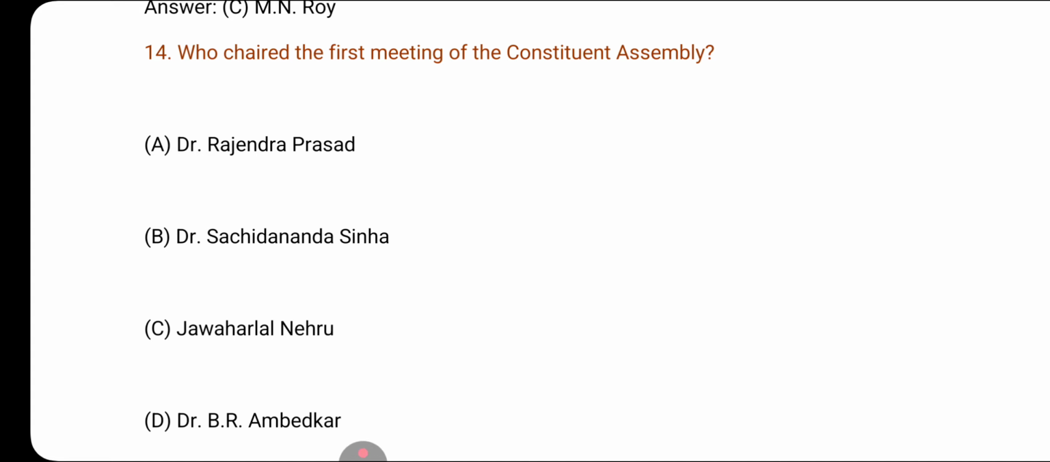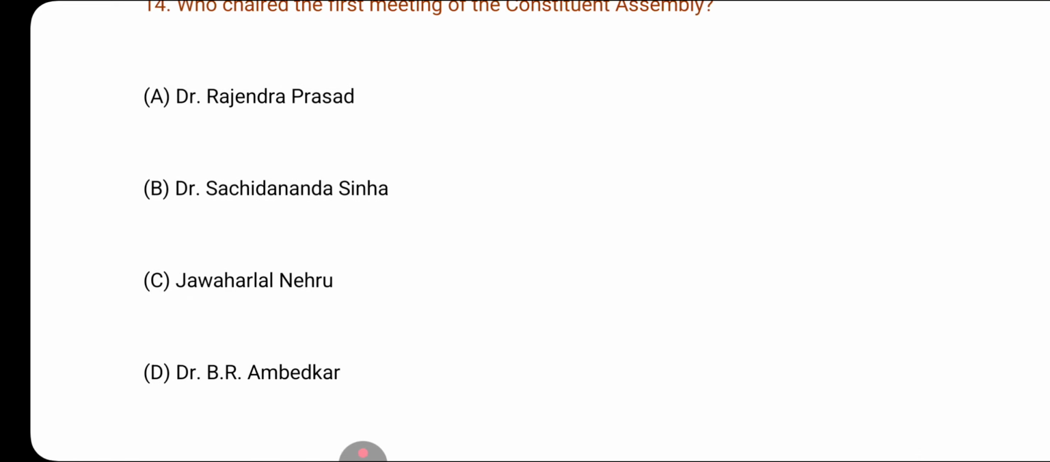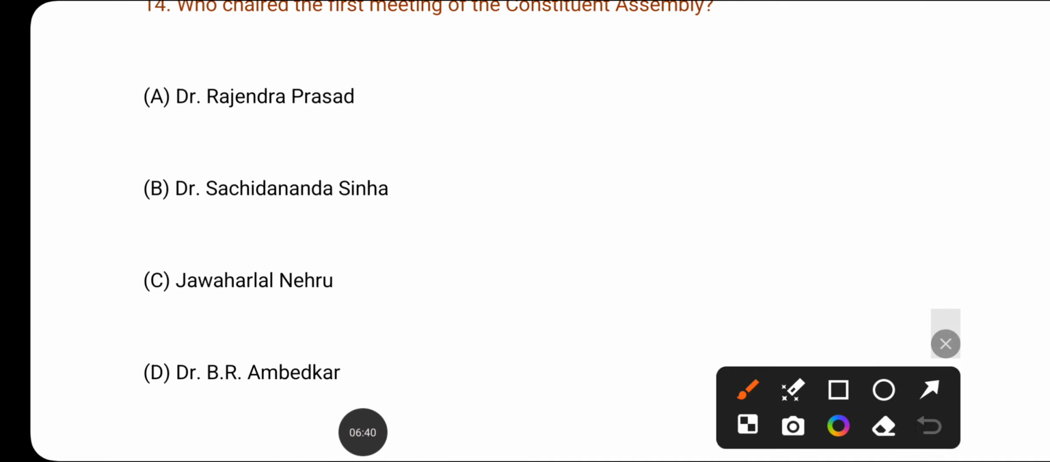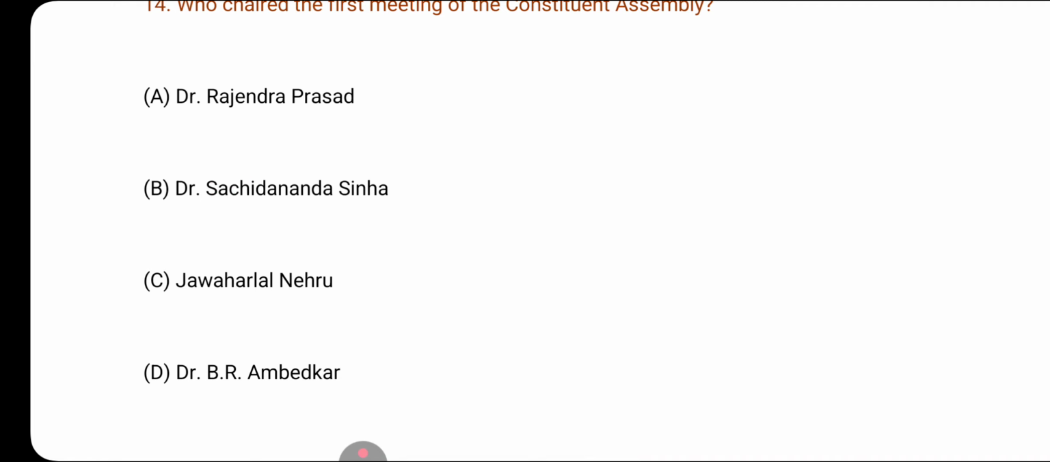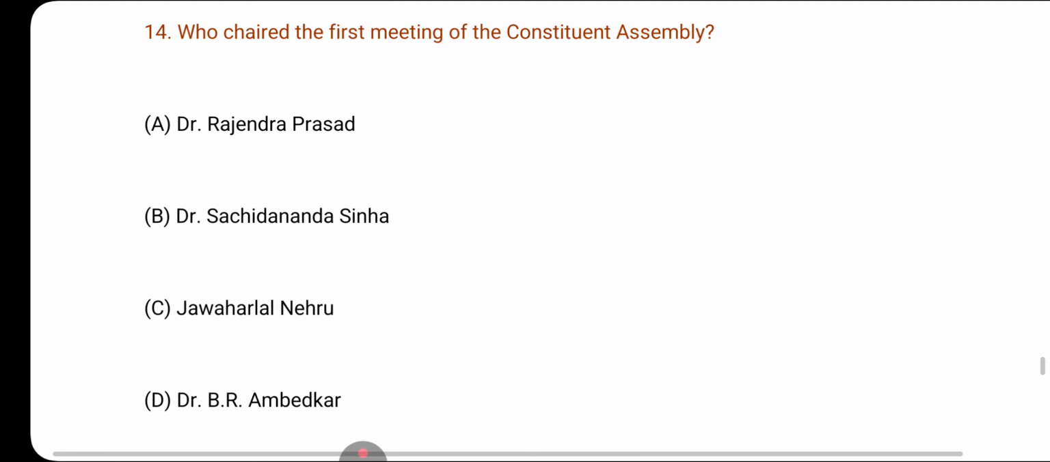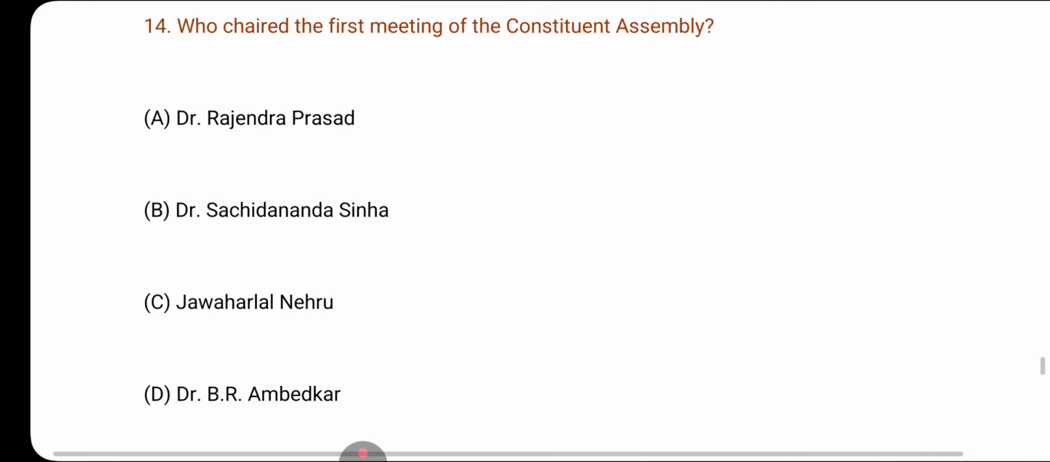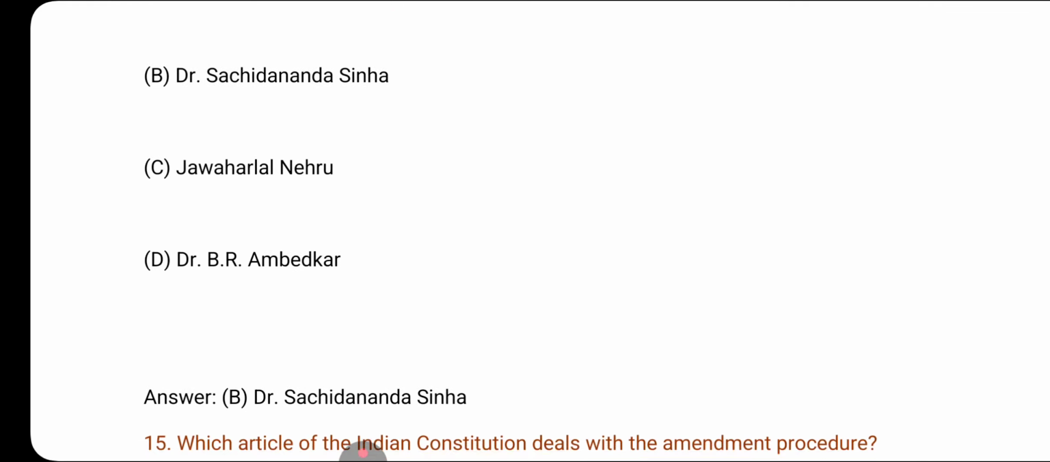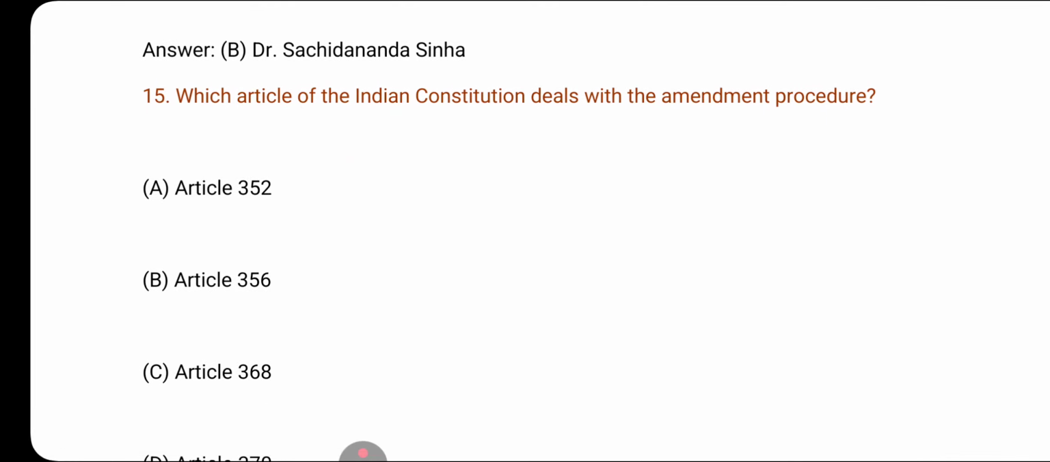Next question, friends. Who chaired the first meeting of the Constituent Assembly? You can say the president of the first Constituent Assembly meeting. Then the correct answer is option B, Dr. Sachchidananda Sinha. Dr. Sachchidananda Sinha chaired the first meeting of the Constituent Assembly. Why? Because he was the most aged person in the first Constituent Assembly meeting. So he chaired the first Constituent Assembly meeting.